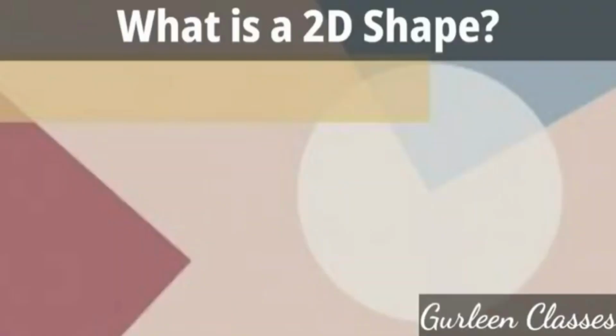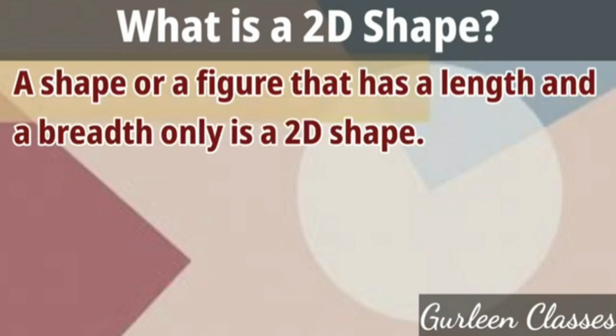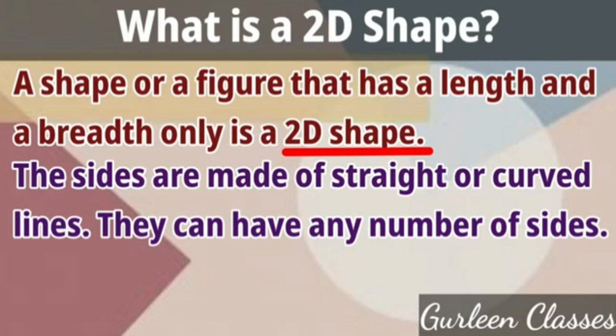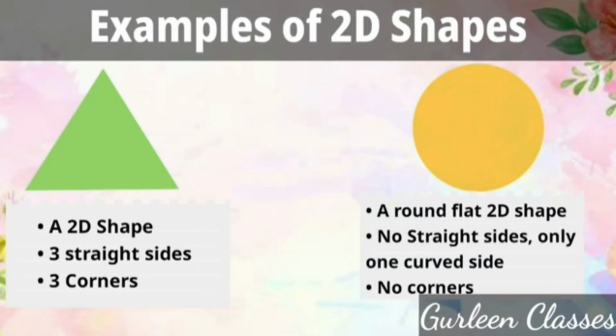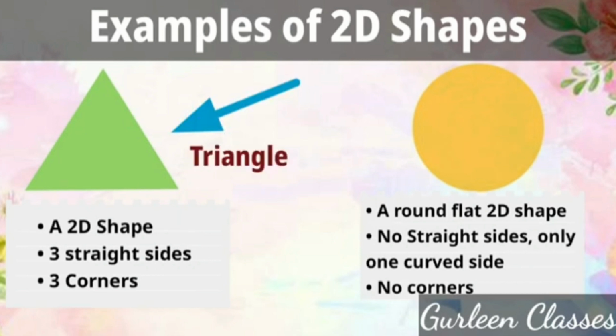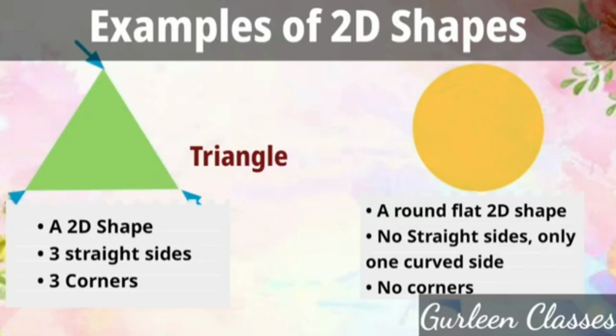What is a 2D shape? A shape or a figure that has a length and a breadth only is a 2D shape. The sides are made of straight or curved lines. They can have any number of sides. Examples of 2D shapes. The first shape you can see, triangle. It is a 2D shape. It has 3 straight sides and 3 corners.